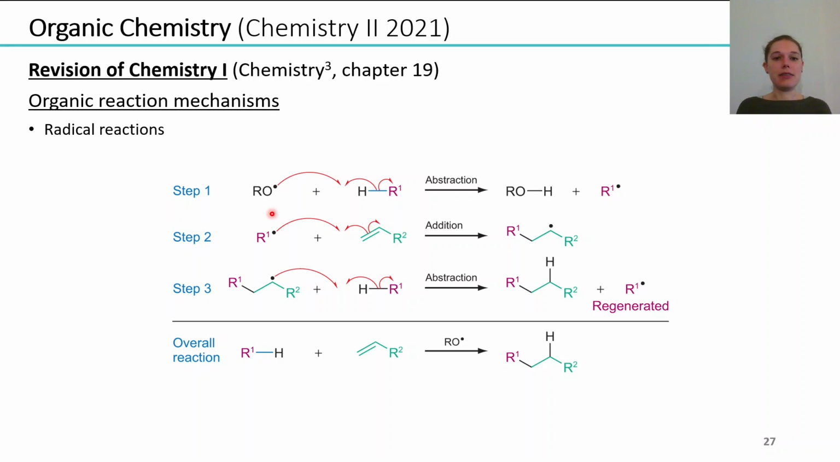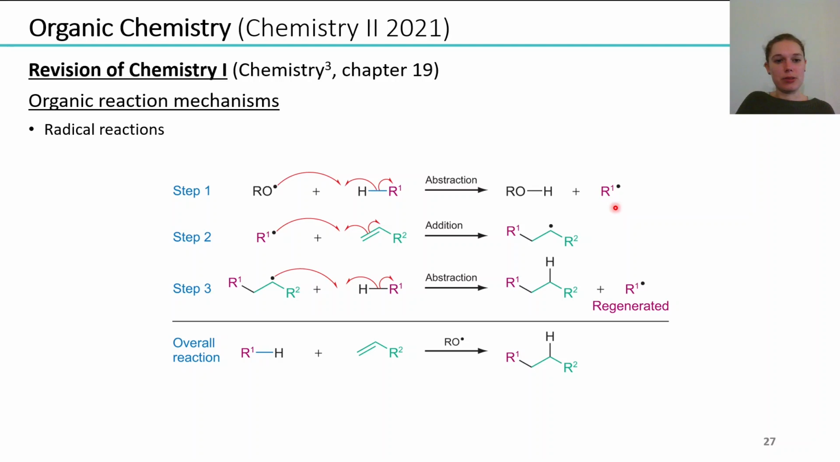This first step is called the radical abstraction step, because this radical will then abstract the hydrogen atom from the non-radical reactant. After this step, we end up with a newly formed radical and a protonated former radical, which is now no longer a radical. Then, in the second step, the so-called radical addition step, the newly formed radical will react with the alkene in an addition reaction. So we will end up with a radical.